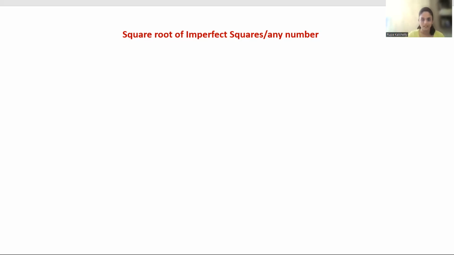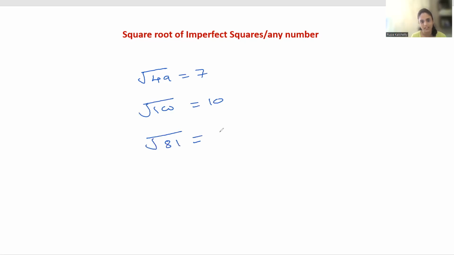Okay, we know that the square root of 49 is 7, the square root of 100 is 10, and of 81 is 9. But what if you want to find the square root of 54, 110, or the square root of 85? How do we do this? Okay, so let's see how we do this here.